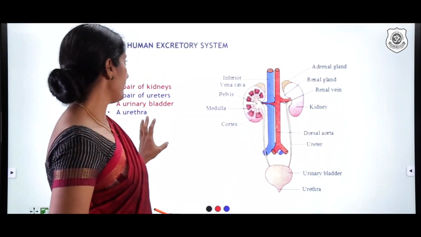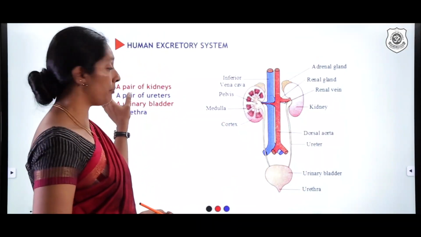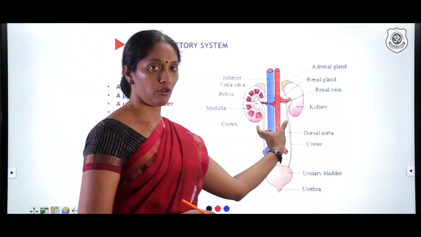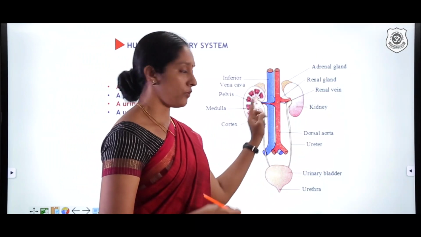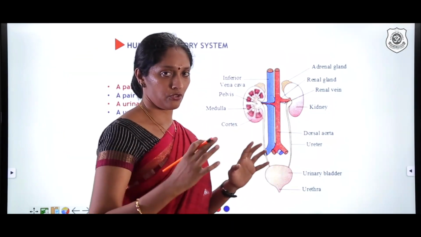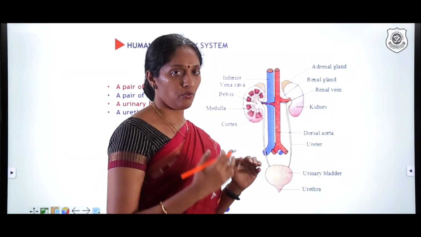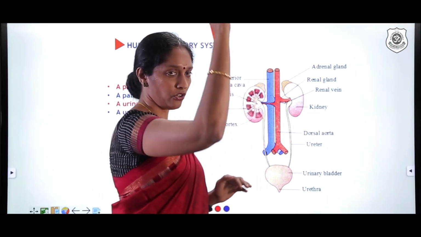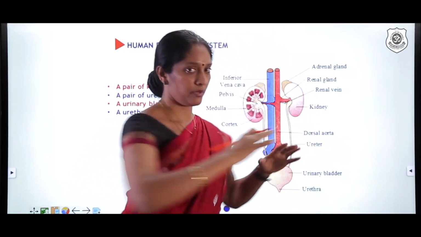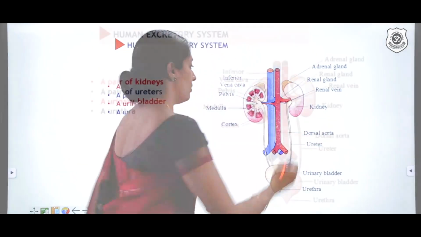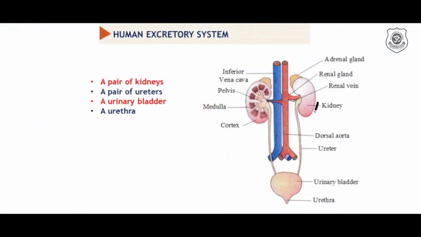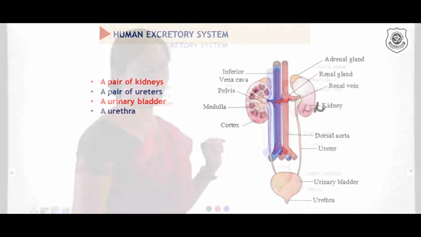So what are we having in the excretory system? We have a pair of kidneys. So then we have two kidneys there. Which one is the right and which one is the left? You should always know while labeling which is the right one and which is the left one. Your right side becomes the left side there, because when you stand like this, this is your left, this is your right. So this is your left kidney and this becomes the right kidney.